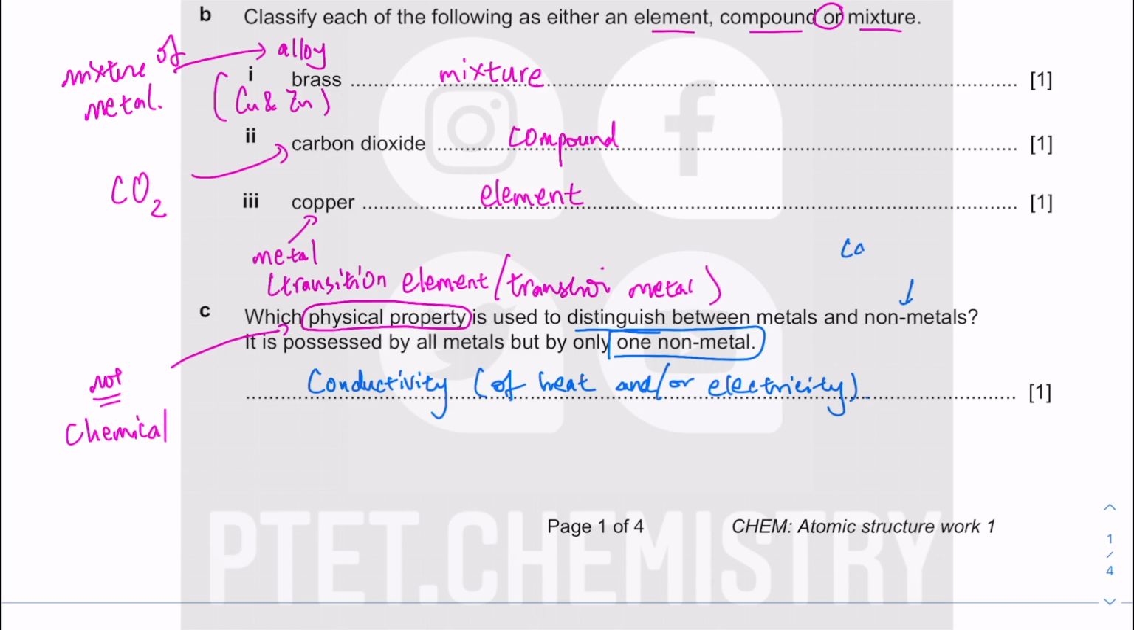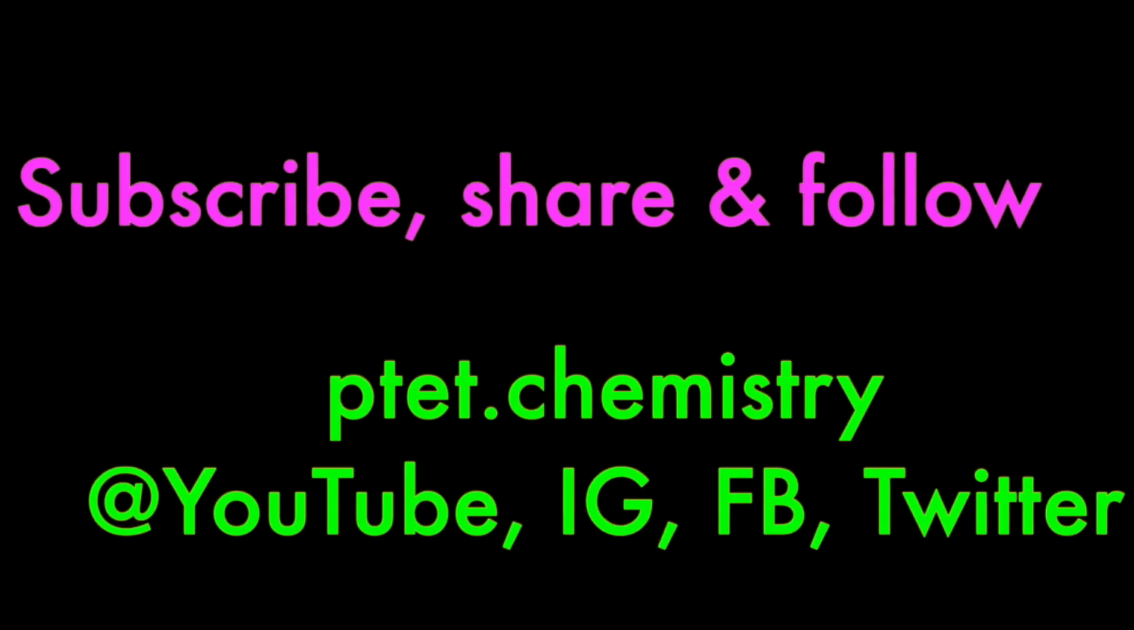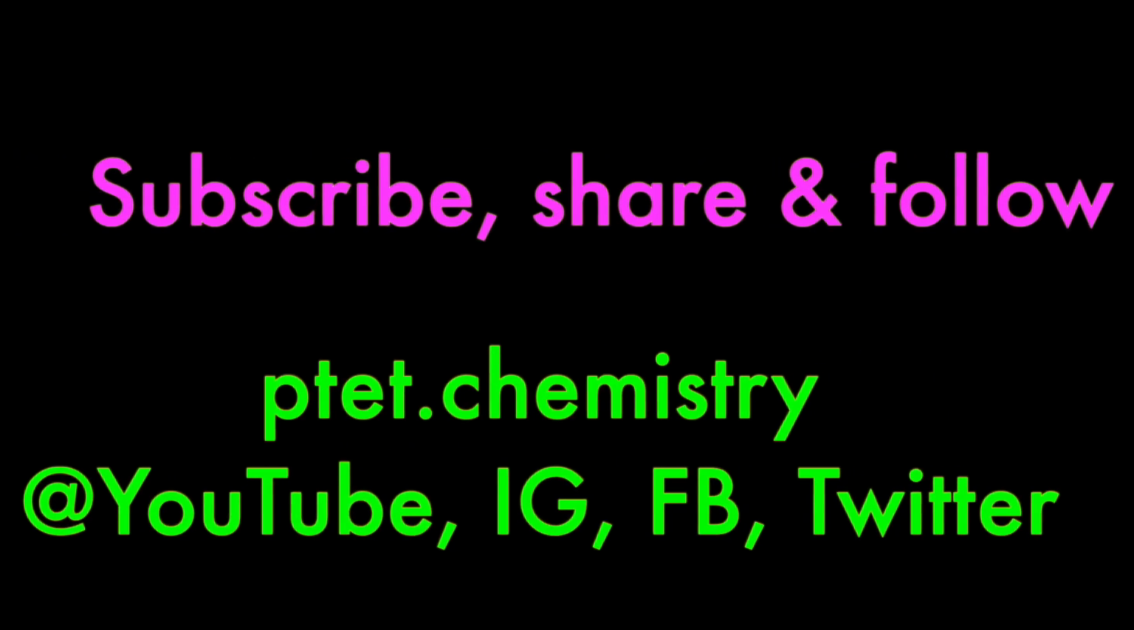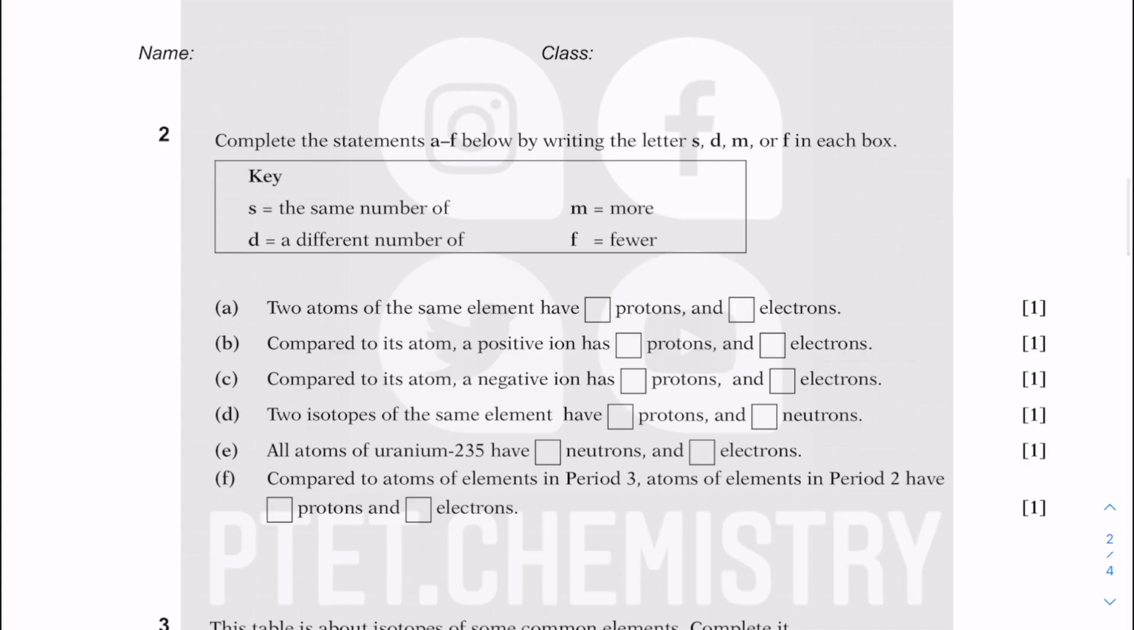So carbon graphite is used, specifically graphite, not the diamond form, in battery electrodes. The reason we use them as electrodes is because graphite can conduct electricity, and it is the non-metal that can conduct electricity very well. So that's why it says possessed by all metals, but only one non-metal, and carbon is actually a non-metal. Okay. So that was it with question 1.